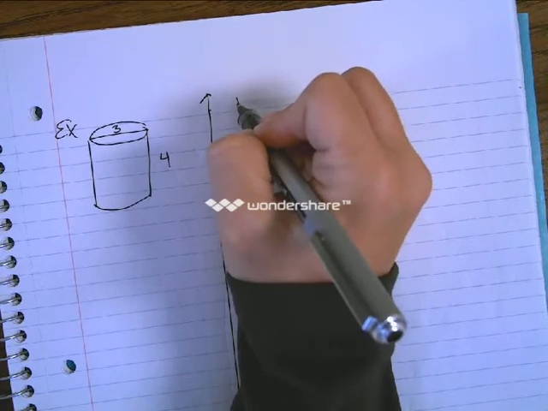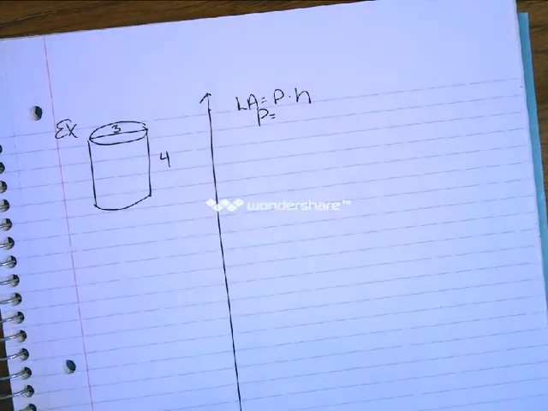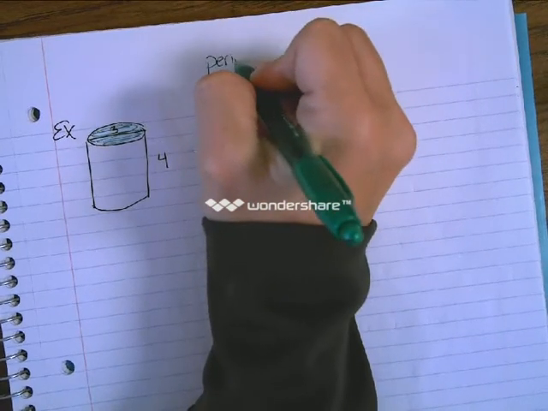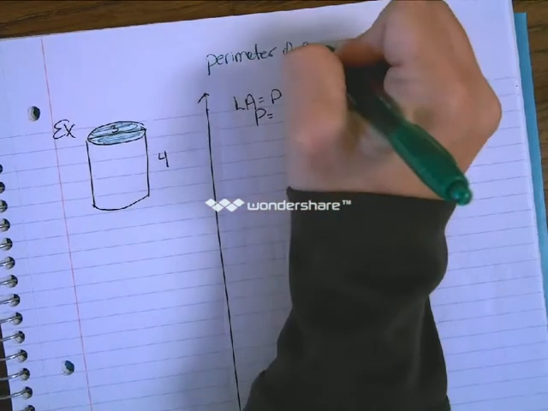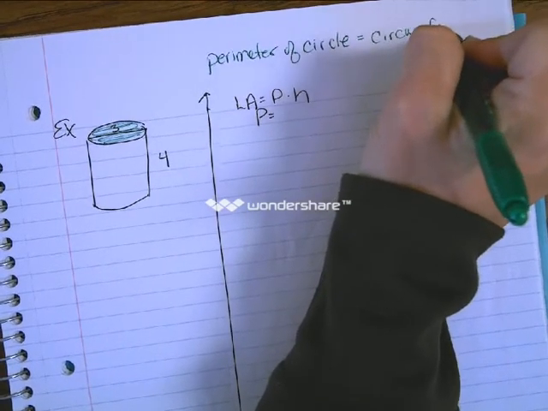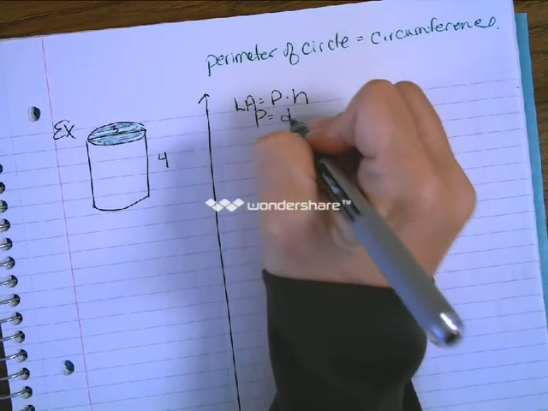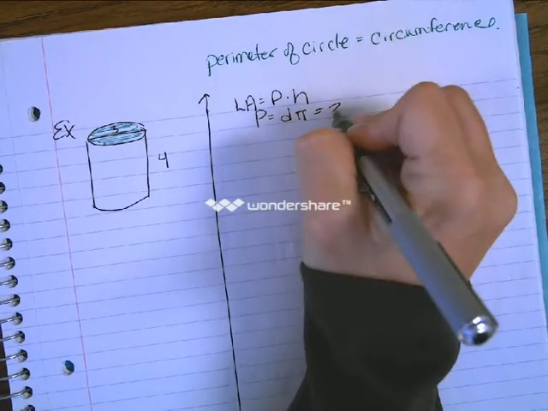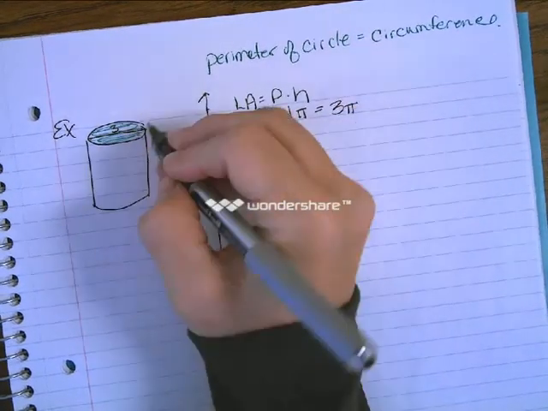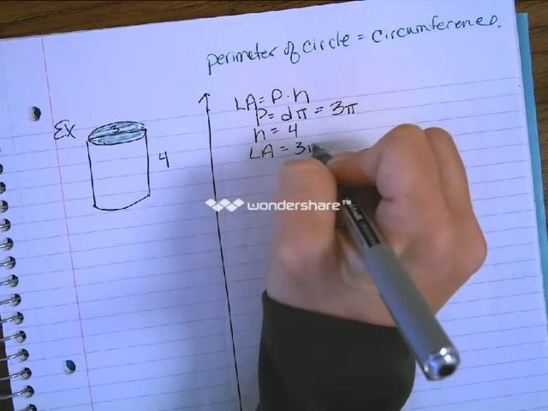So to do perimeter of a circle is the same thing as circumference. Alright? So that's just going to be d pi. They give you the diameter is 3, so 3 times pi. And the height of the prism is 4. So the lateral area is 3 pi times 4, which is just 12 pi. Surface area is pH plus 2b.